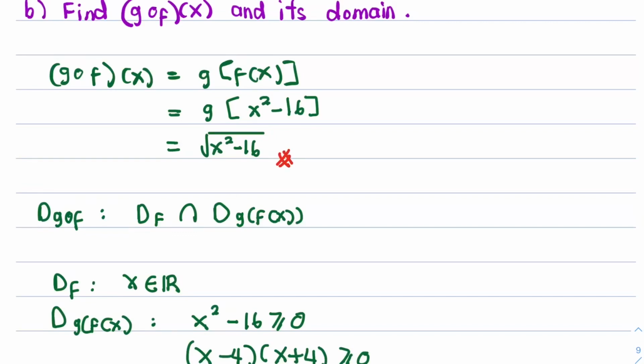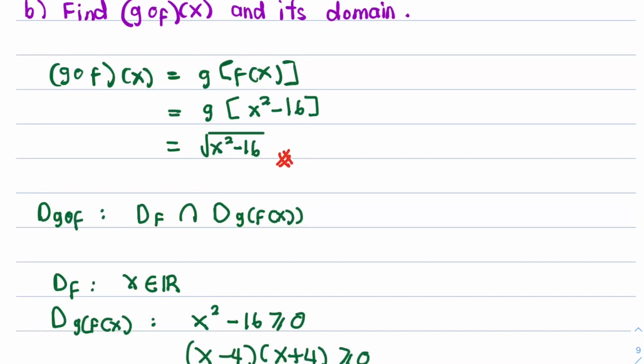Now, to find the domain, again, the domain of a composite function is the domain of the inner function intersect with the domain of the overall function, the new function. For the domain of g composite f, the inner function is f. The domain of f, with input x squared minus 16, is just a quadratic or polynomial function. Thus, your domain would be the real numbers.